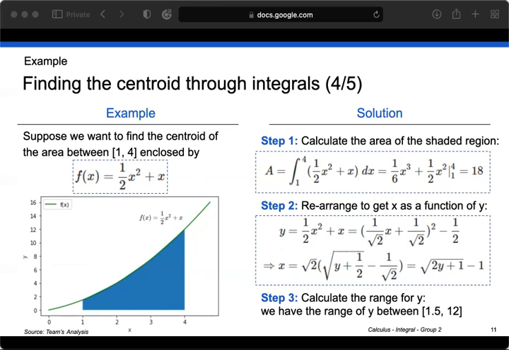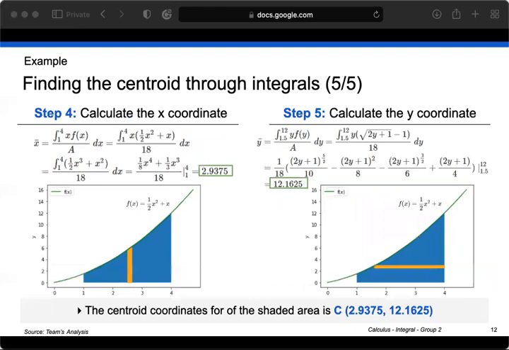The next step is to rewrite the function. We were provided y as a function of x, and we need to get x as a function of y. This is very important as we will need this to calculate the y coordinate. However, please note that this can vary between problems. There are some functions that we cannot rewrite to get x as a function of y. Once we have done that, we also have to find the range of y in the shaded region. Here it is between 1.5 and 12. Just simply plug the two x values into the function to find the corresponding y.